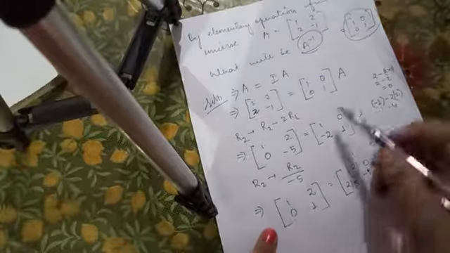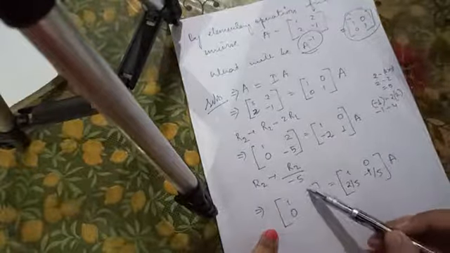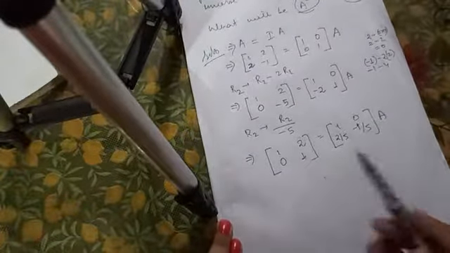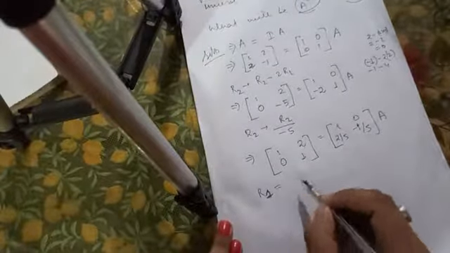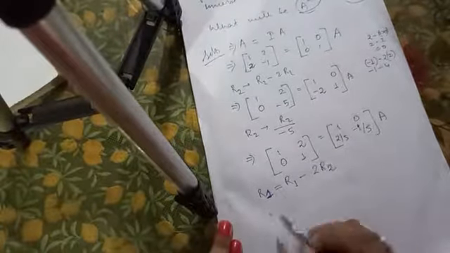Okay. Now if you see here, it is coming 0 1. So we have to make this 0. How will we make this 0? You have to see the corresponding element. So I will transform row 1. How will I transform row 1? Row 1 minus 2 times row 2.